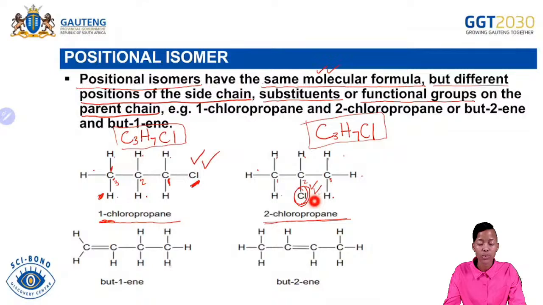Let's have a look at the second one. You will do the same for the second one. You need to count the number of carbons. And then you will see that you have 1, 2, 3, 4, 5, 6, 7, 8.